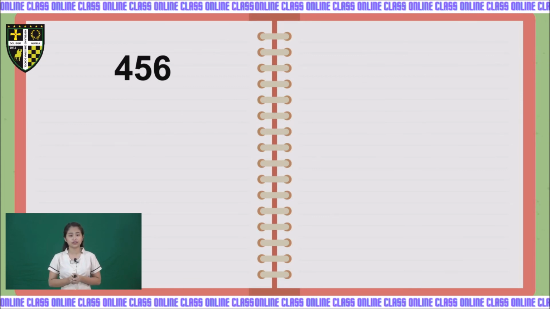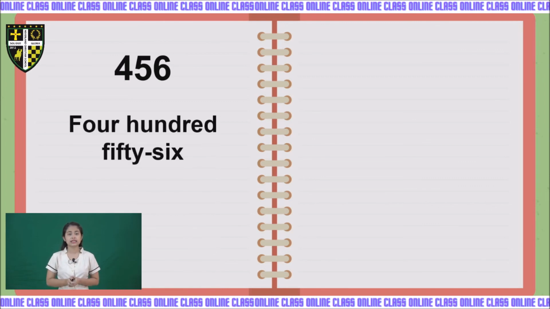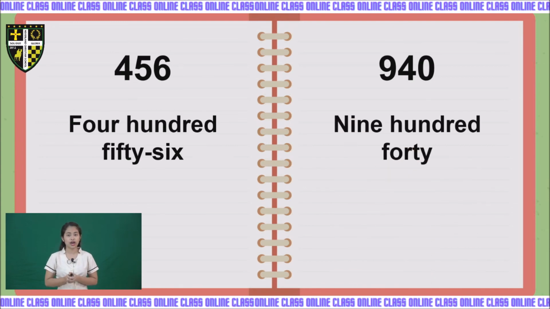So 456, we will just simply spell it as 400 and then the 50 and 6. Again, 456. And for the last one, how can we spell 940? So this is the spelling of 940. 900, and then you will just simply spell the 40.